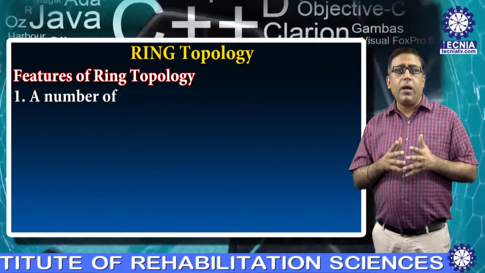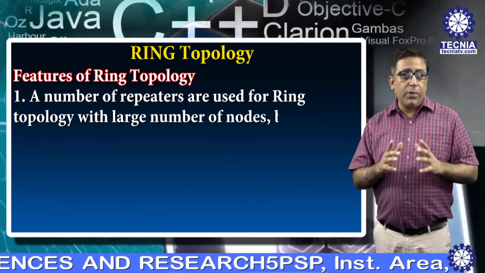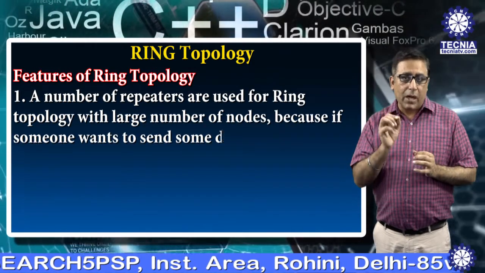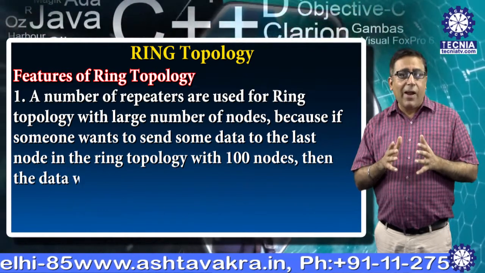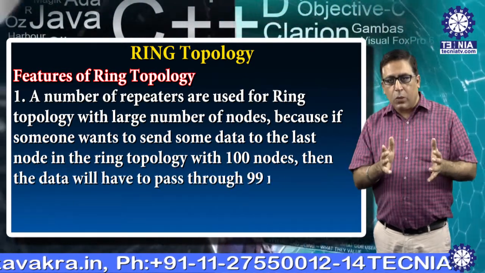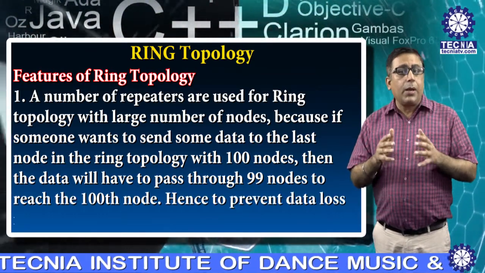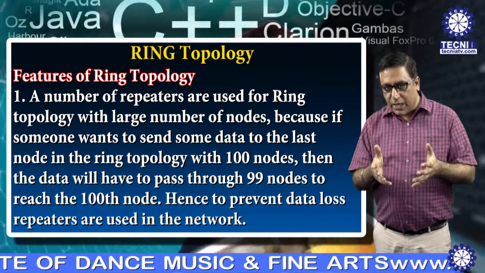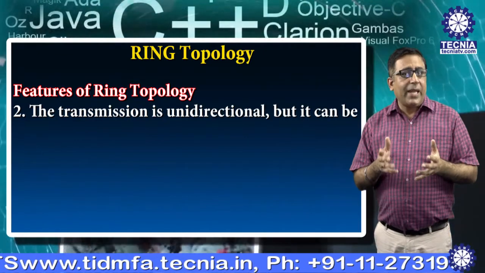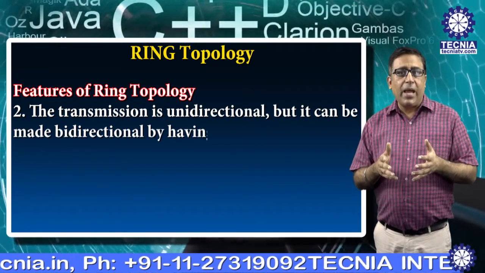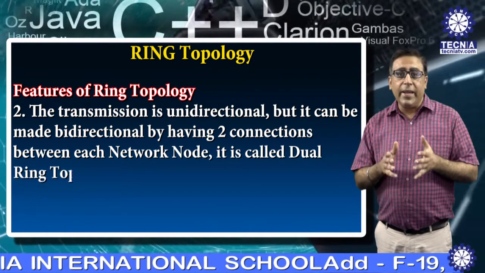First one is a number of repeaters are used for ring topology with a large number of nodes, because if someone wants to send some data to the last node in a ring topology with 100 nodes, then the data will have to pass through 99 nodes to reach the 100th node. Hence, to prevent data loss, repeaters are used in the network. Second point is the transmission is unidirectional, but it can be made bidirectional by having two connections between each network node. It is called dual ring topology.